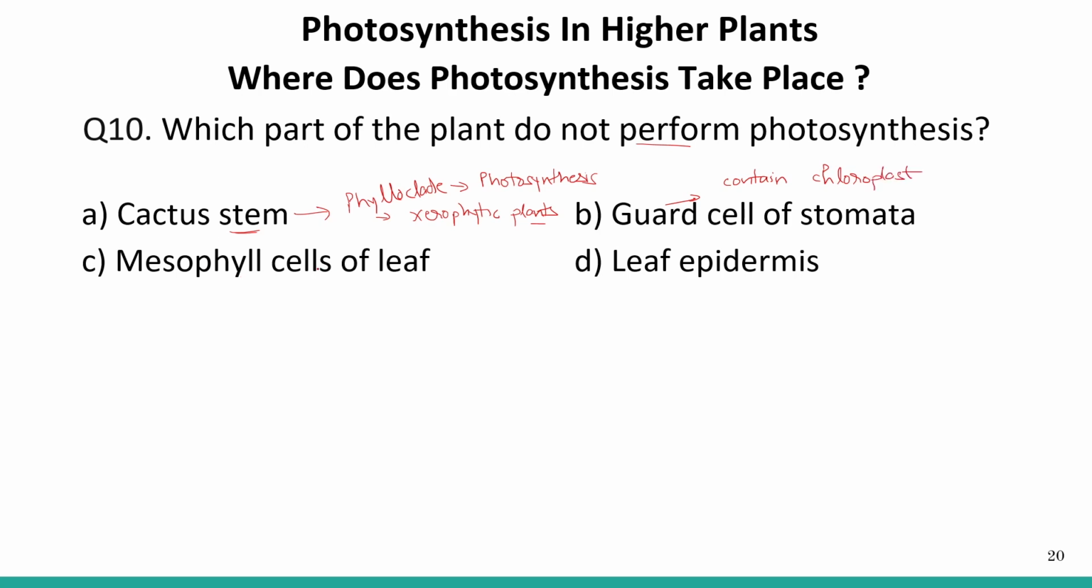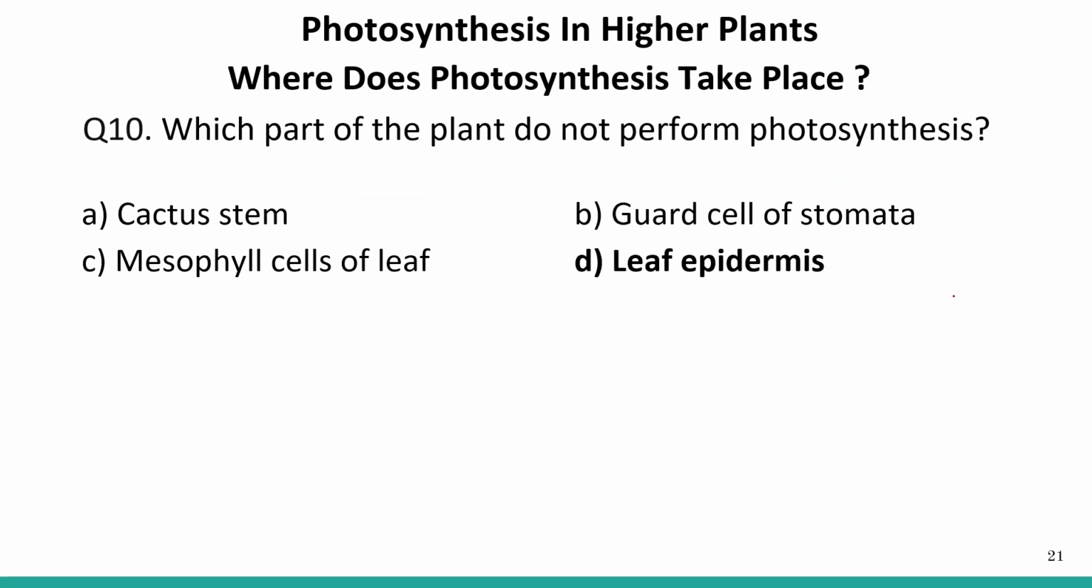Now third is mesophyll cells of the leaf. These also contain chloroplast. Alright, so the option we are left with is leaf epidermis. So leaf epidermis is not involved in photosynthesis. But it is involved in what? It provides protection. And then gaseous exchange also. It is involved in the regulation of gaseous exchange, and it is also involved in regulating water vapor, or you can say the process of transpiration.